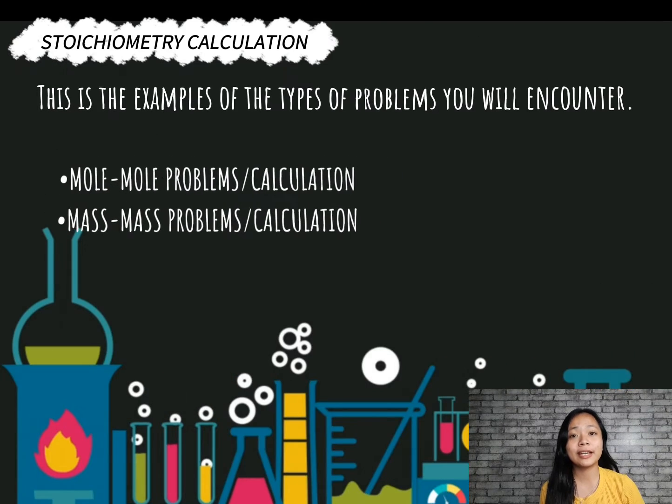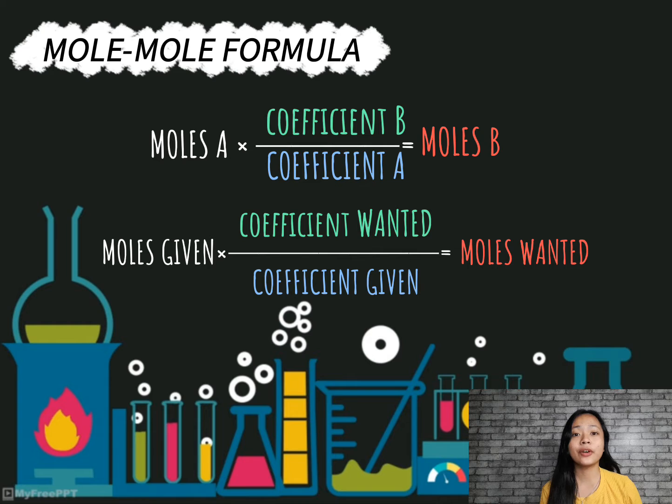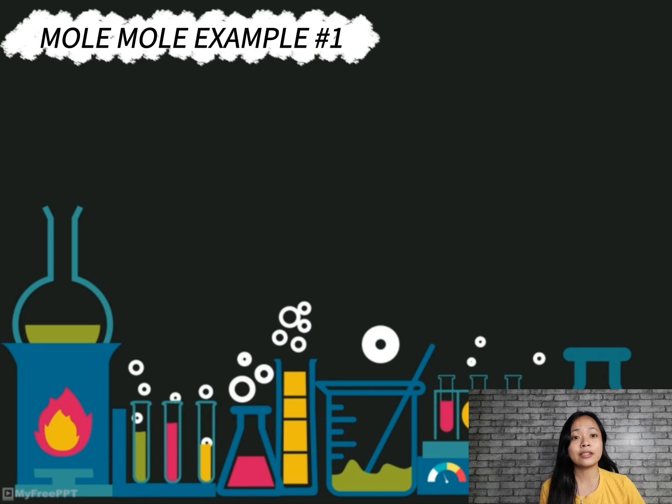In stoichiometry calculation, these are examples of the types of problems that we can encounter, and this is the topic we will focus on now. This is the mole calculation and mass calculation. And this is the formula we will use in two. To better understand the stoichiometry calculation, let us go to its examples. But now, let's start with the mole example.